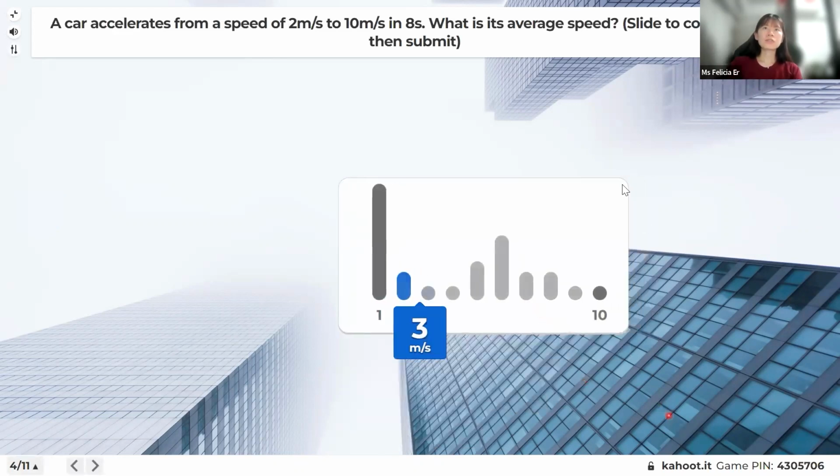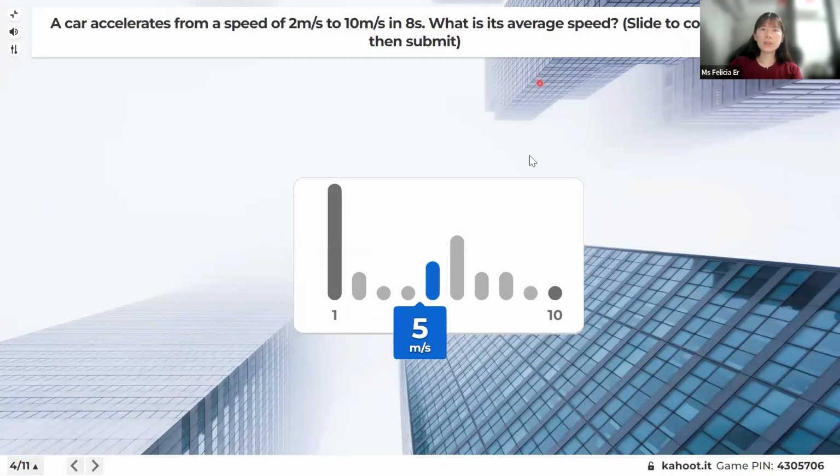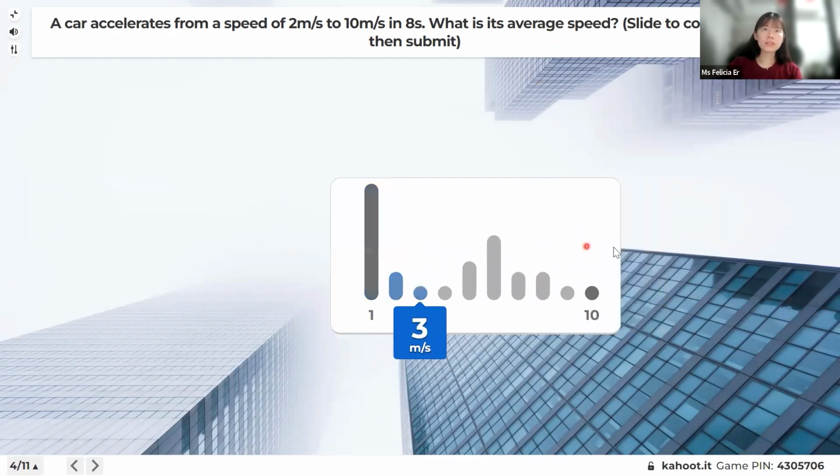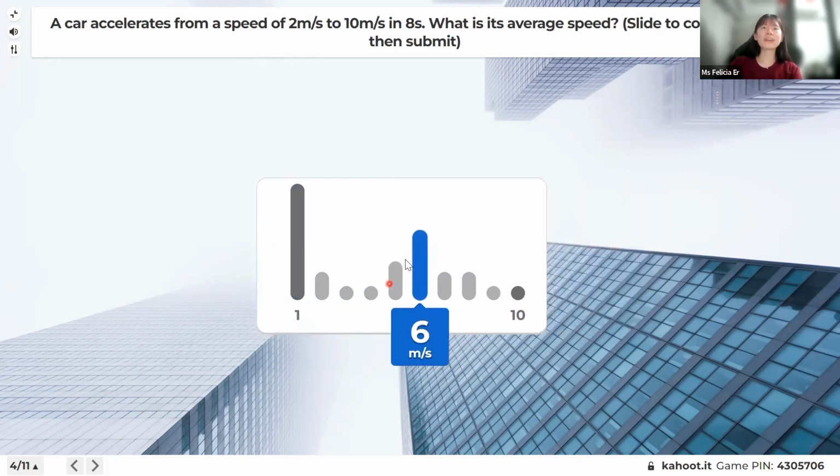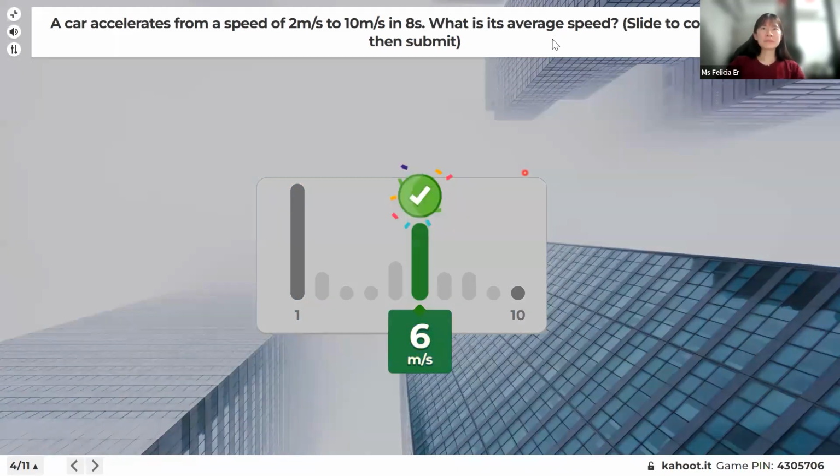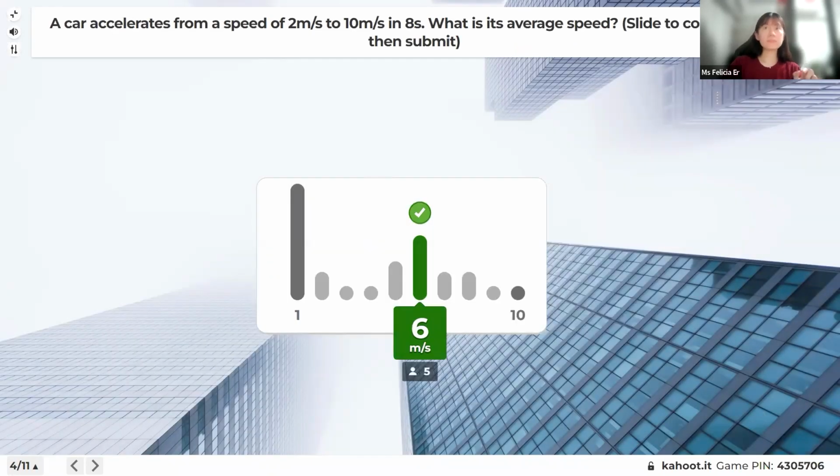So the answer is 2. Wait, what's the answer? Oh, so cute, they will slide here and there. Okay, the answer is 6. So you have to use the average speed formula.